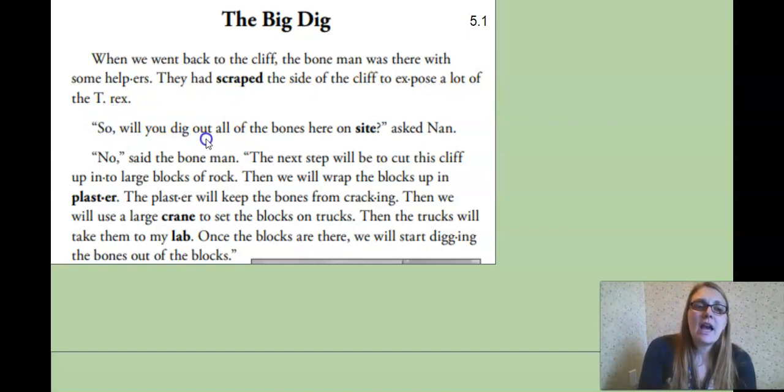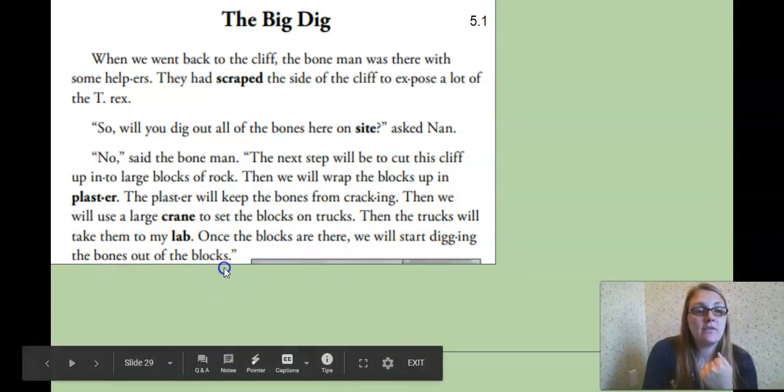So, will you dig out all of the bones here on site? Asked Nan. No, said the Bone Man. The next step will be to cut this cliff up into large blocks of rock. Then we will wrap the blocks up in plaster. The plaster will keep the bones from cracking. Then we will use a large crane to set the blocks on trucks. Then the trucks will take them to my lab. Once the blocks are there, we will start digging the bones out of the blocks.